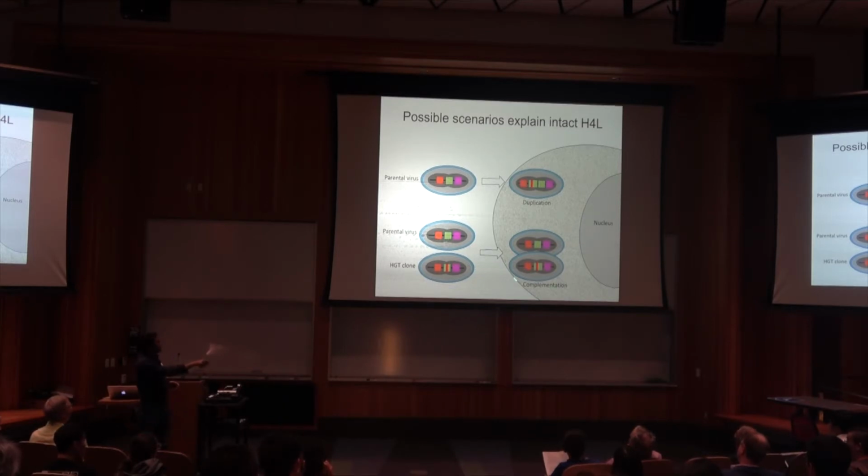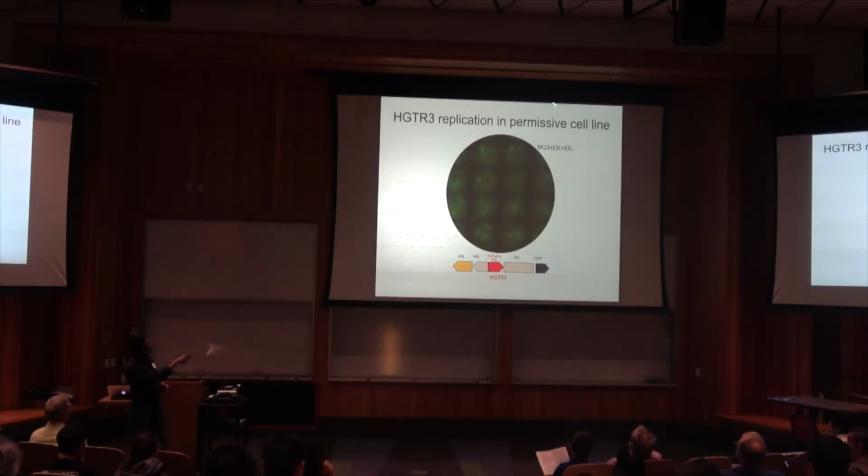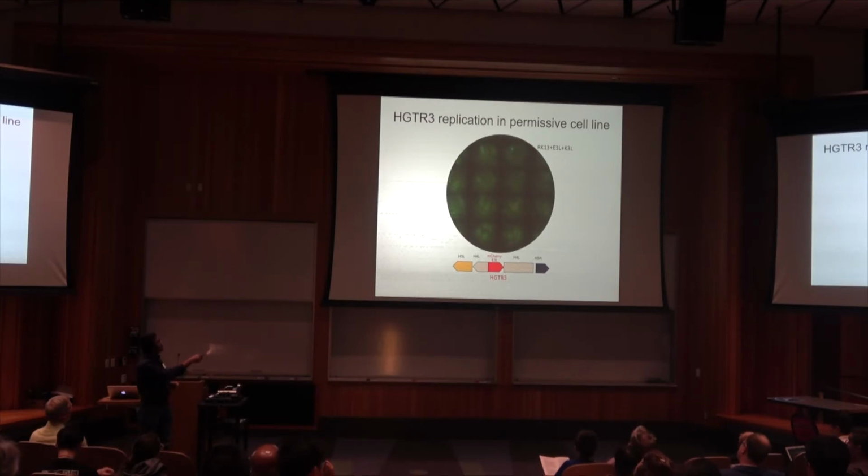So to address whether complementation is a possibility, I infected clone 3 in a permissive cell line, the RK13 cell that stably expresses E3L and K3L. And this is permissive for the parental virus. So here you can see that most of the plaques are green, and some of them are mCherry E3L expressing plaques. So this might indicate that clone 3 has parental virus in it, which might indicate that there is complementation going on.